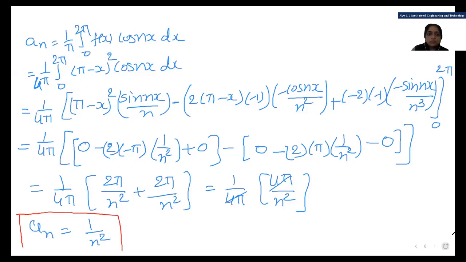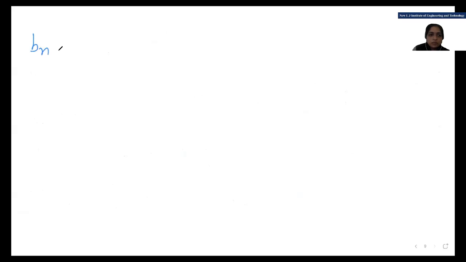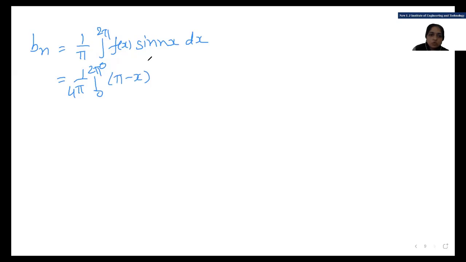So we'll move to the next value, bn, that is 1 by pi, integral 0 to 2 pi of f of x sin nx dx, right? Now the value of f of x is (pi minus x) whole square upon 4, so I keep 4 here, and (pi minus x) whole square sin nx dx, right? Now 1 upon 4 pi, again applying the Leibniz rule, (pi minus x) whole square, keep it the same.